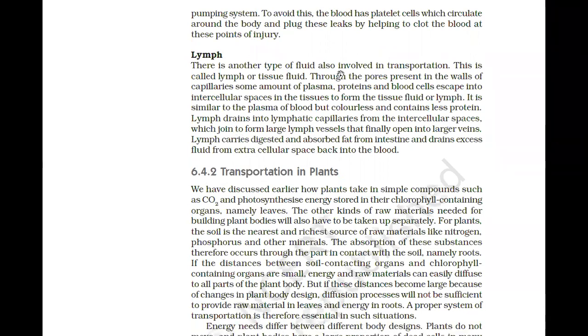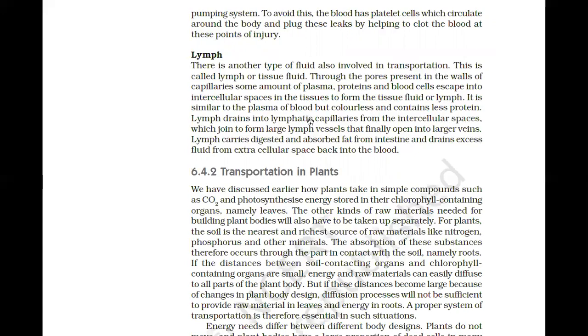There is another type of fluid also involved in transportation. This is called lymph or tissue fluid. Through the pores present in the walls of capillaries, some amount of plasma, proteins, and blood cells escape into intercellular spaces in the tissues to form the tissue fluid or lymph. It is similar to the plasma of blood, but colorless and contains less protein.